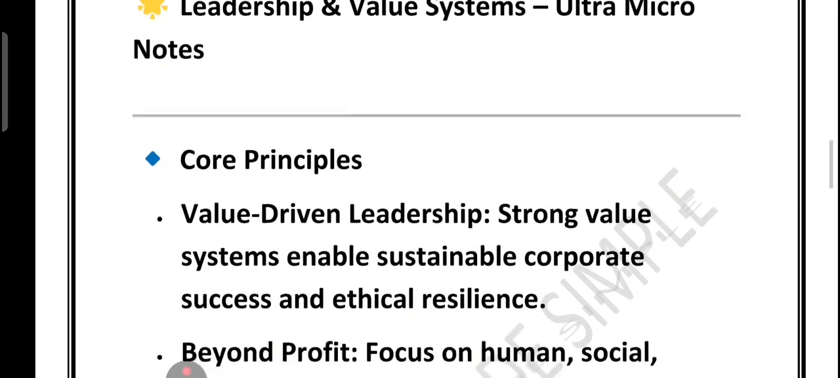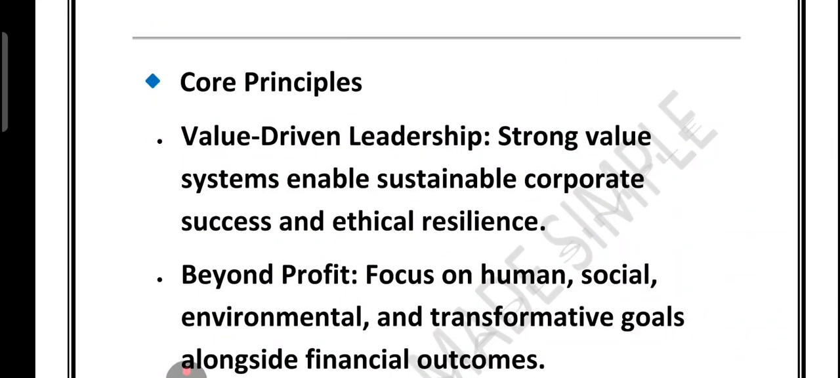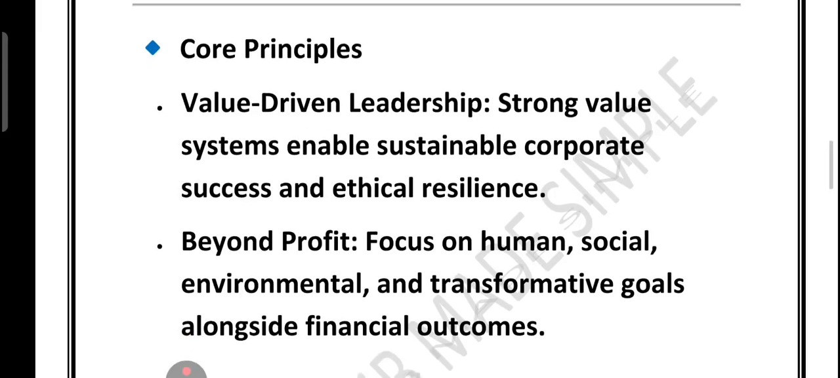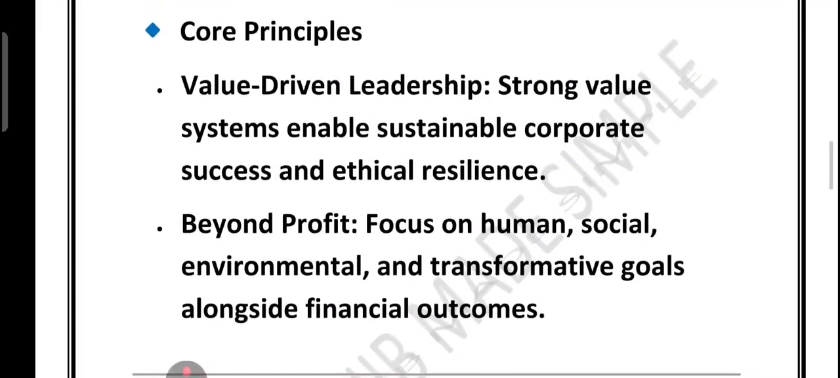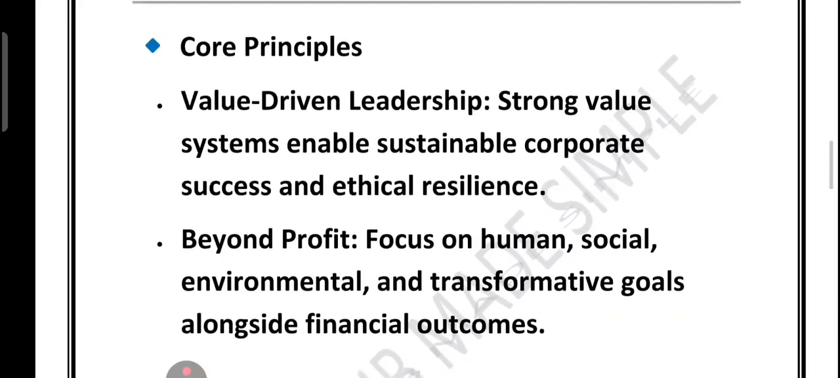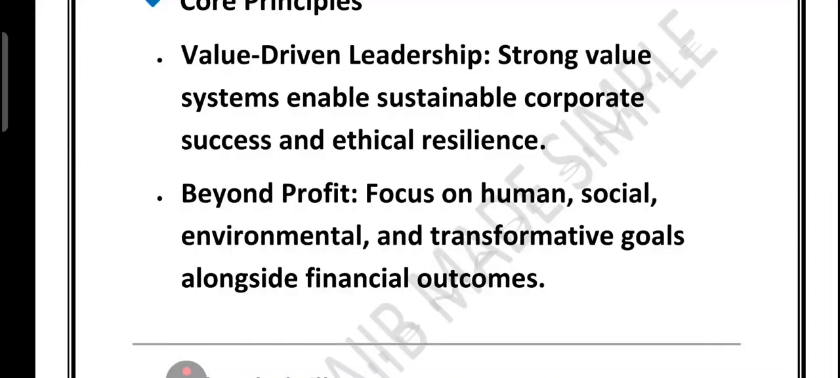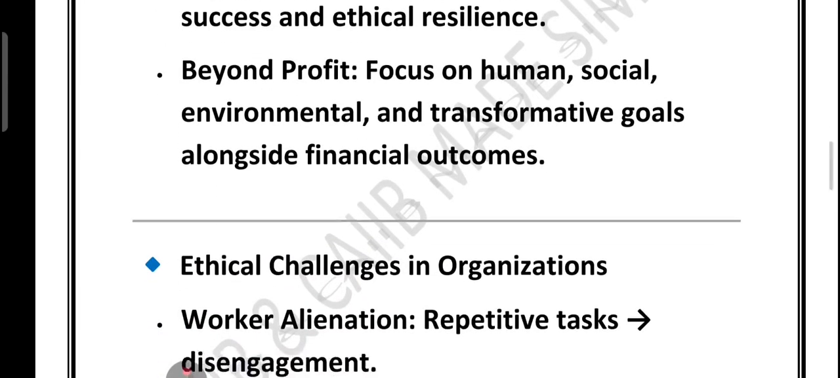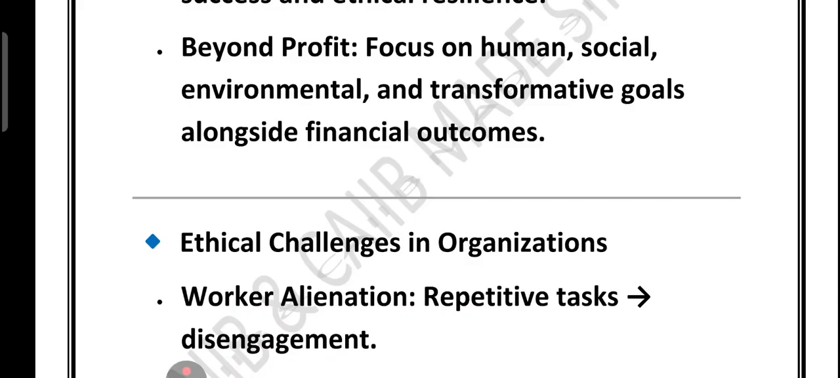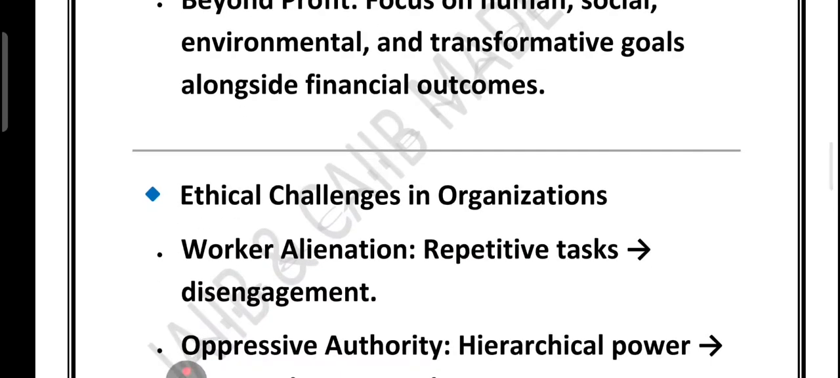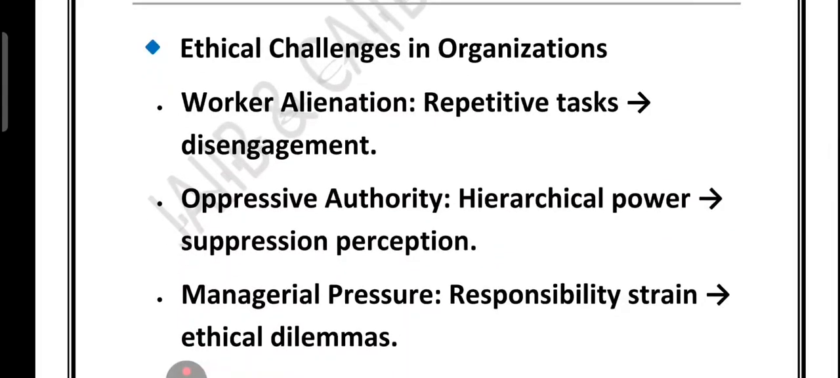Now friends, let's explore leadership and value systems, a critical aspect of ethical and effective management. Starting with the core principle. Value-driven leadership means that leaders base their decisions and actions on strong ethical values and principles. This approach not only drives sustainable corporate success but also strengthens the organization's ethical resilience. Good leadership goes beyond profit, right? It considers not just financial outcomes but also human, social, environmental and transformative goals, making the organization a positive force in society.